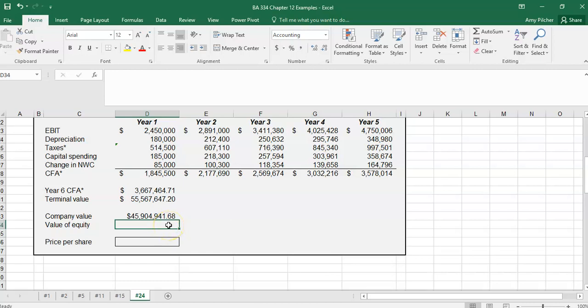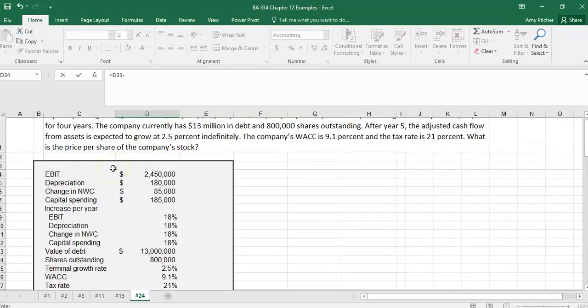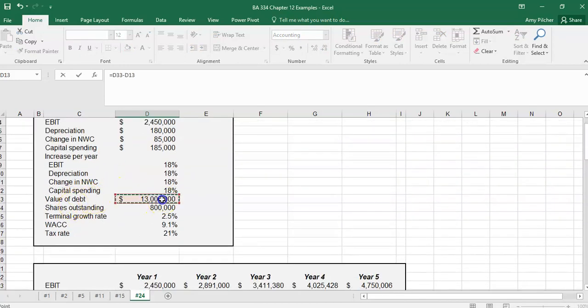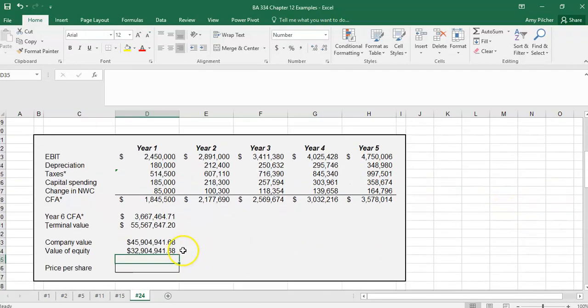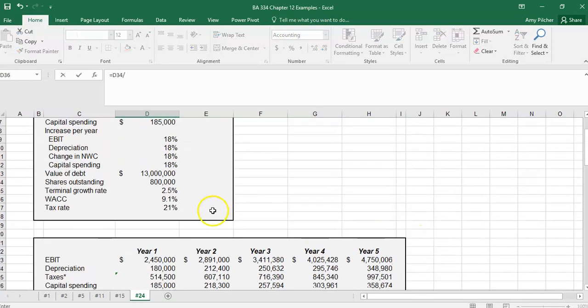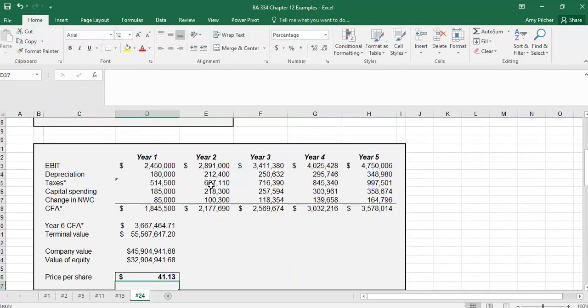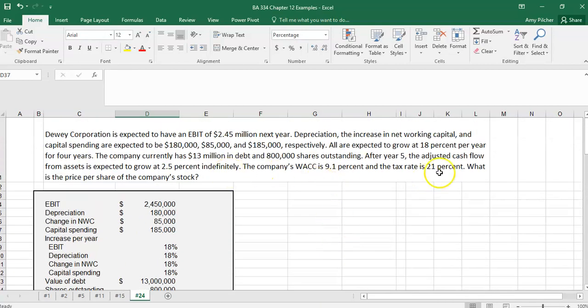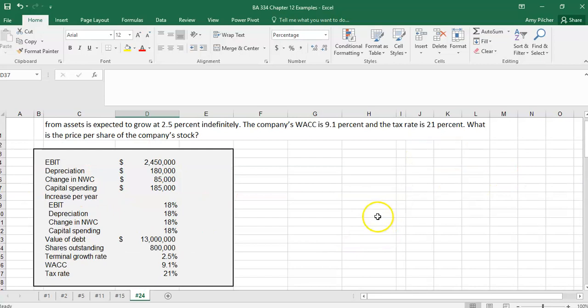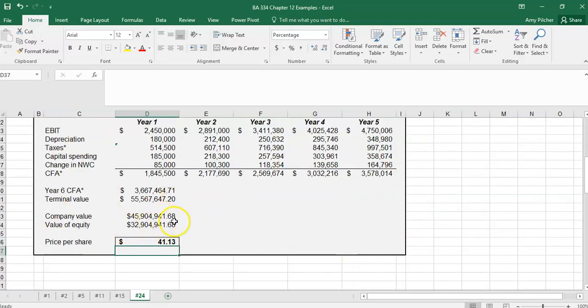So now we want to figure out what our value of equity is. So we know that debt plus equity equals our value. So we need to take our value minus our value of debt. So subtract our value of debt, and that gives us our value of equity. We then take that value of equity divided by the shares outstanding, and that is the current price per share of the company's stock based on our value of equity.